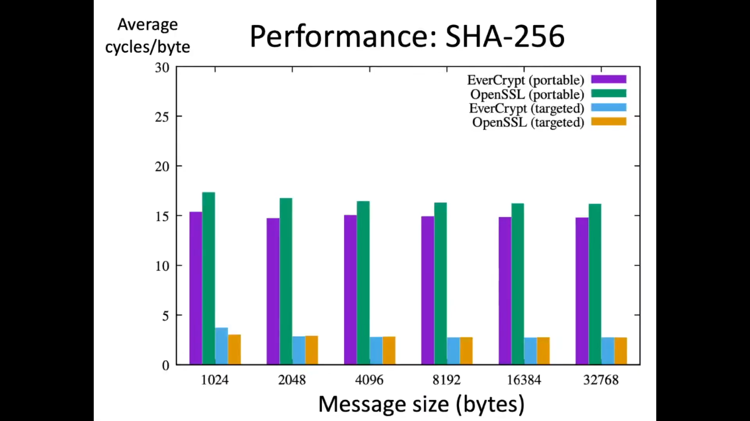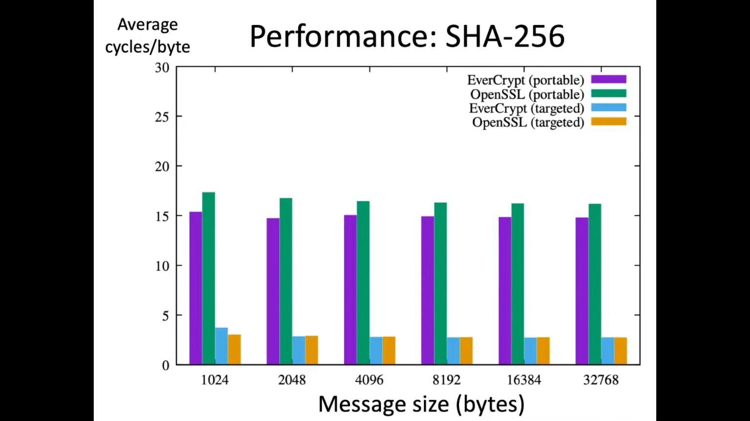For example, this graph shows our performance computing SHA-256. The x-axis shows increasingly large messages provided as input to the hash function. The y-axis shows the average cycles per byte to compute the hash, so lower is better. Notice that our portable implementation, shown on the left in purple, is consistently beating OpenSSL's portable version, shown in green.